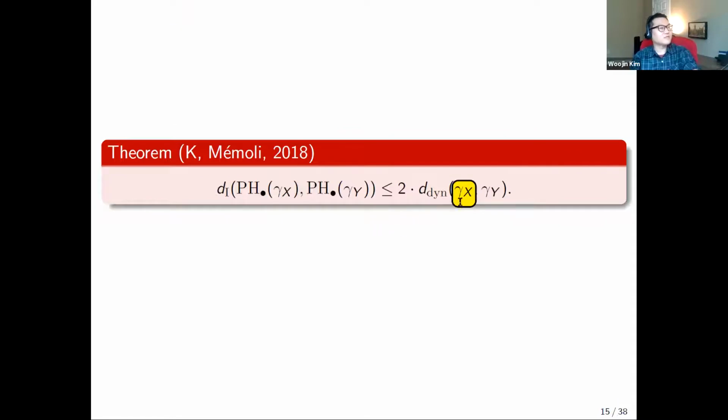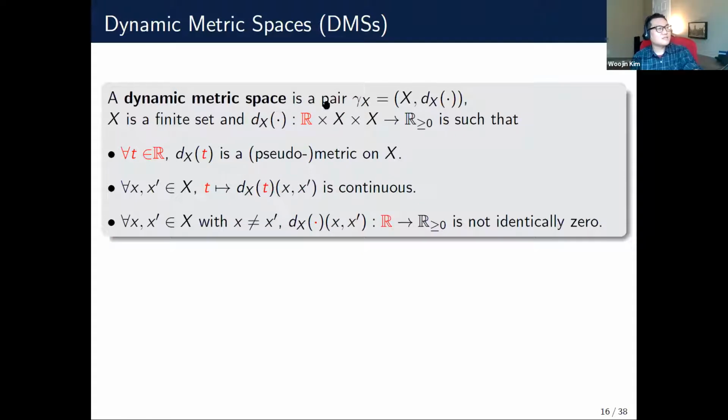Okay, let's start from the definition of a dynamic metric space. A dynamic metric space is a pair of a set and a time-dependent function on that set. For simplicity, let's assume that X is a finite set and we have a time-dependent distance function on X. There is a function from R cross X cross X to non-negative reals, and this R stands for time. So whenever we fix a certain time, we have a metric on the underlying set X. And for every pair of points in the underlying set, the distance between them changes continuously as a function of time.